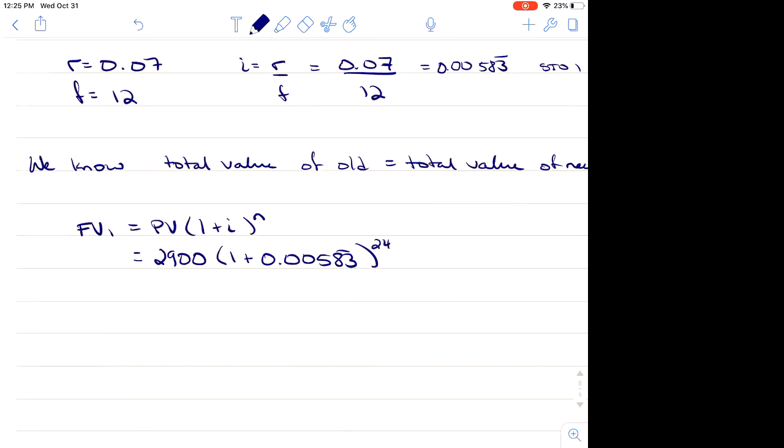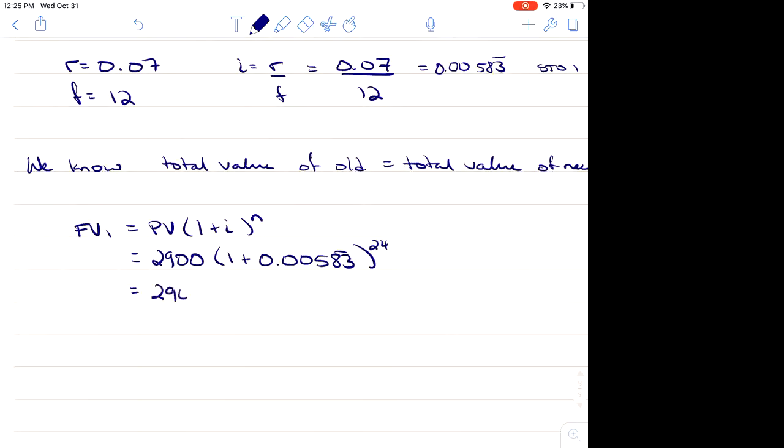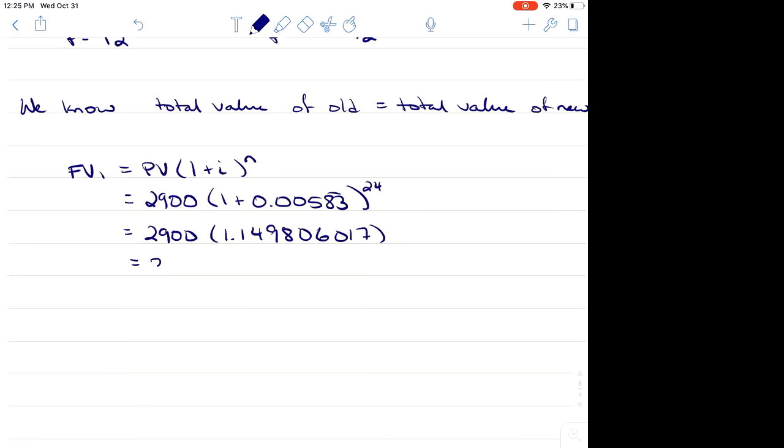So plus 1 to the power of 24. I get 2,900 times 1.149806017 times 2,900, 3,334 and 44 pennies. Just got right to it. I know, it was tempting.